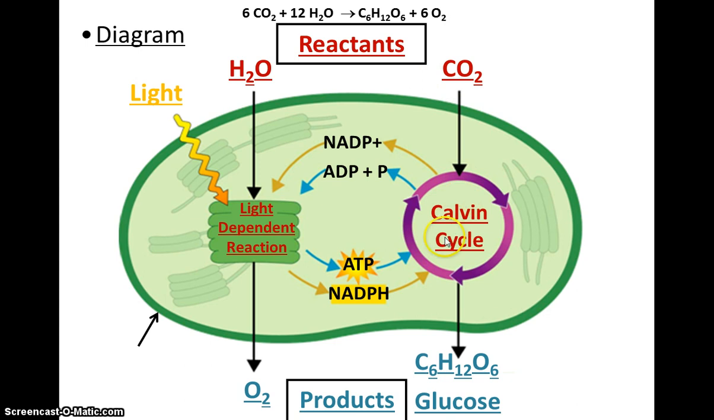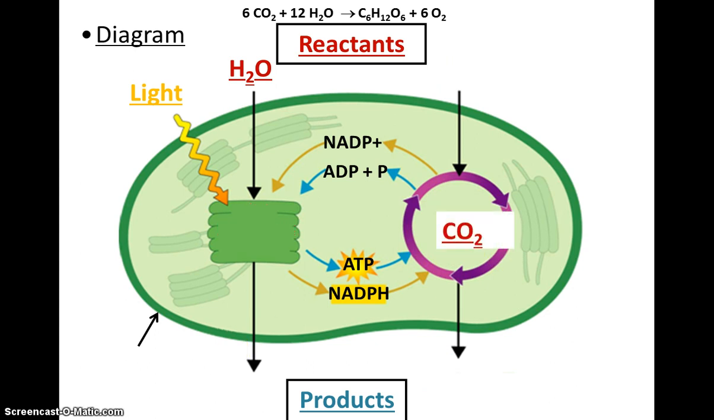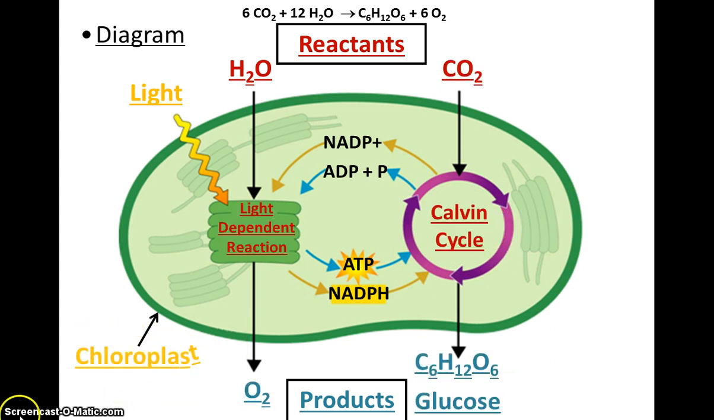Over here in the Calvin cycle side, we had pH is going to affect over here, temperature is going to affect over here, and then CO2 as well. So all of those would be affecting the Calvin cycle. Reminder, this does all happen inside your chloroplast, which is nice and green because of the chlorophyll.